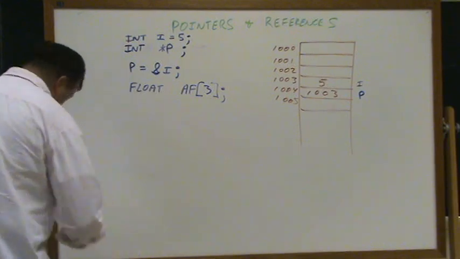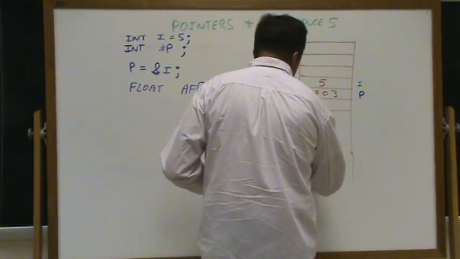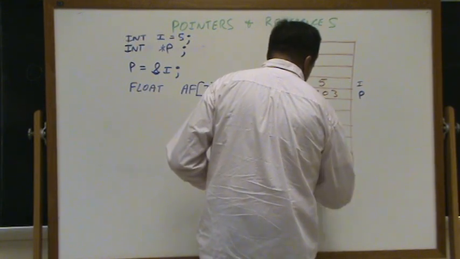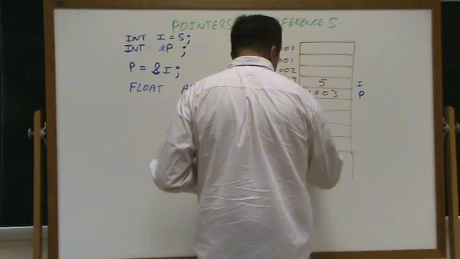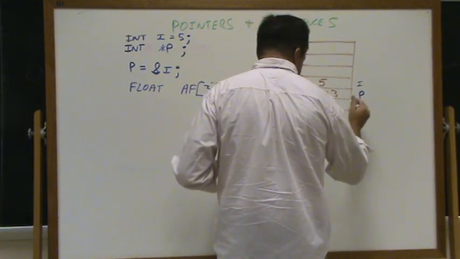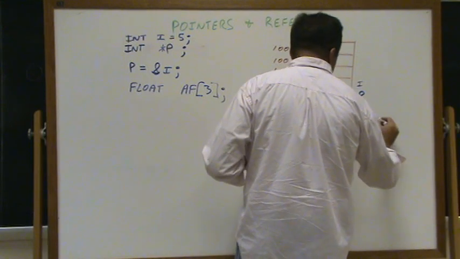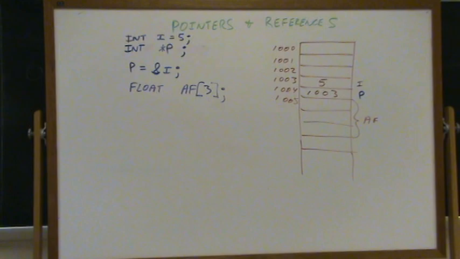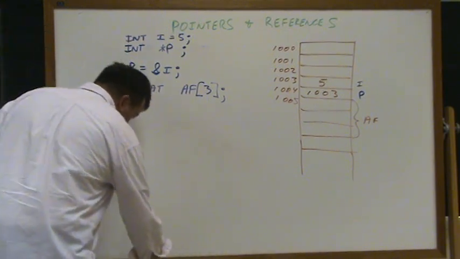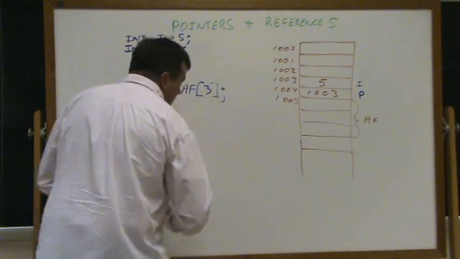What that means is somewhere in our storage, let's say this was now our array, 1, 2, and 3. So this right here is going to be our array AF, meaning array of floats.